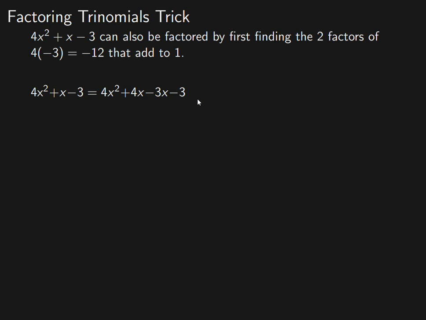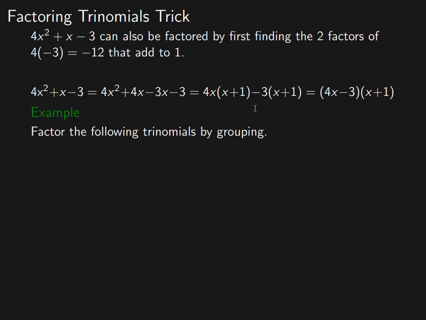Now we can factor out the GCF of the first two and the GCF of the last two. So the GCF of the first two is 4x, so we have 4x times x plus 1 minus 3 times x plus 1. And the GCF now is x plus 1, so we have 4x minus 3 times x plus 1. So this is a much faster way of finding the factors. Okay, so let's take an example.